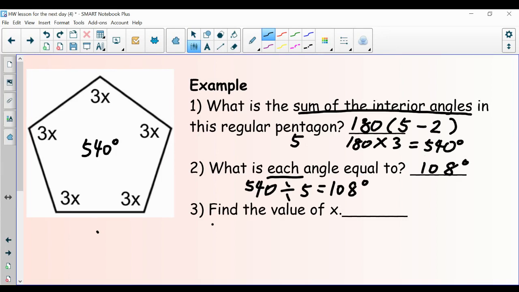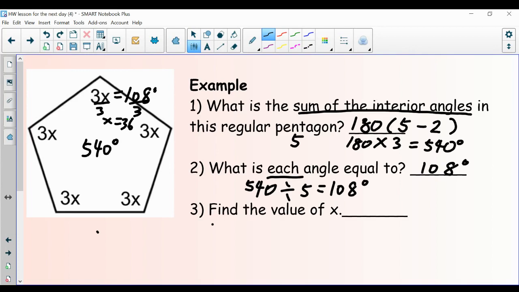Okay, last question. Find the value of x. Okay, there are two different ways to solve it. And we see that each of the angles equals 108 degrees. We just solve that. So 3x equals 108, you divide by 3 on both sides. X equals, use your calculator, 108 divided by 3. I got 36.